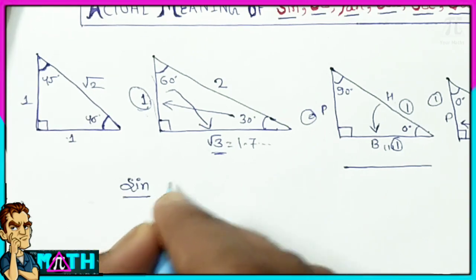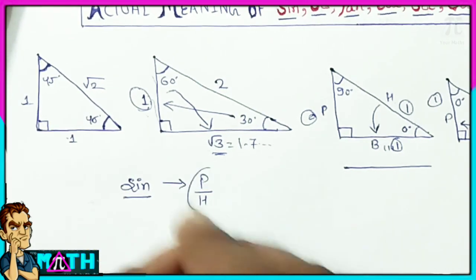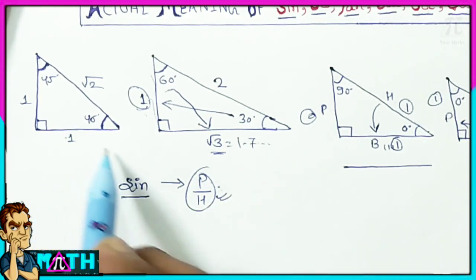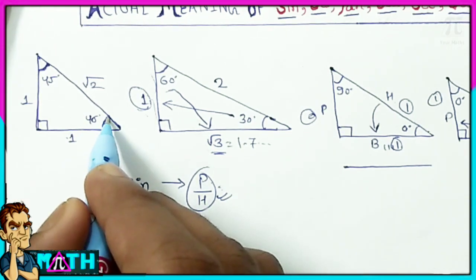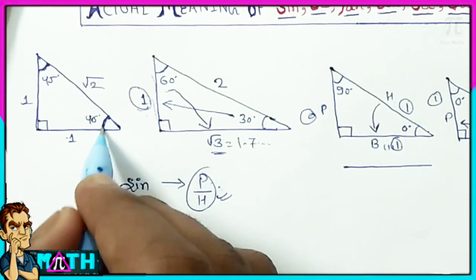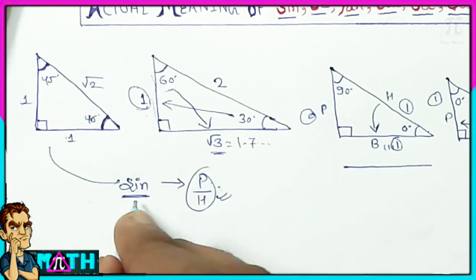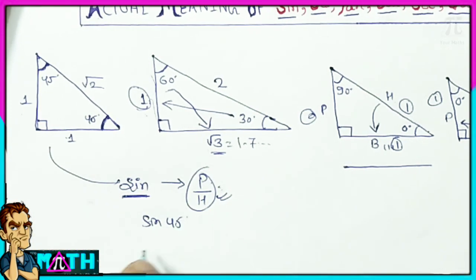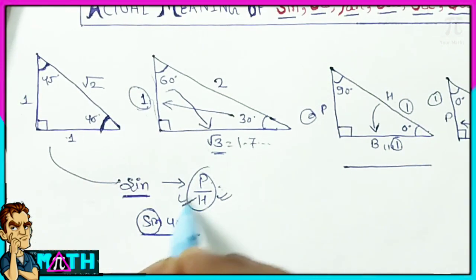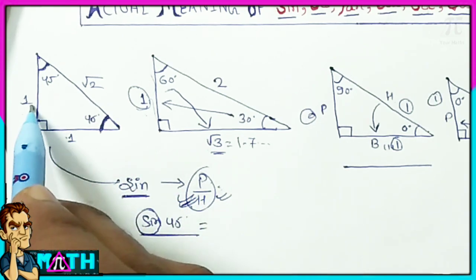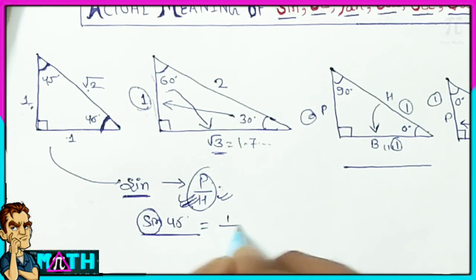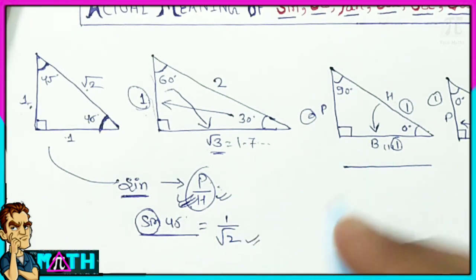Now sine, actual meaning is perpendicular upon hypotenuse, means they only want to know the perpendicular is to hypotenuse ratio only. So if they give some angle to clarify sine, we can know with respect to what angle they want to know the perpendicular and hypotenuse ratio. As here it's sine 45 degrees, so we want perpendicular upon hypotenuse, this ratio, so 1/√2.